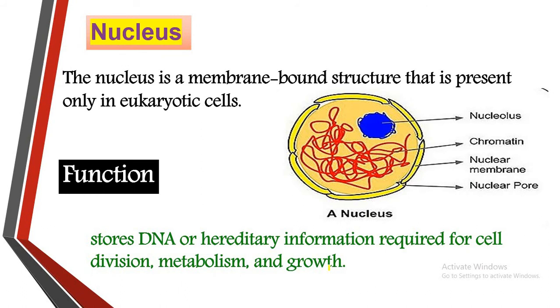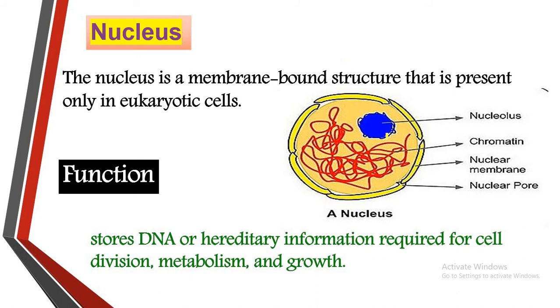Let's start with the main organelles of the cell. First of all, we should mention the nucleus. The nucleus is very important for the cell. It's a membrane-bound structure, and it is present only in eukaryotic cells. This means that prokaryotic cells like bacteria don't have this kind of organelle. They don't have a nucleus. Only plant cells and animal cells have a nucleus.